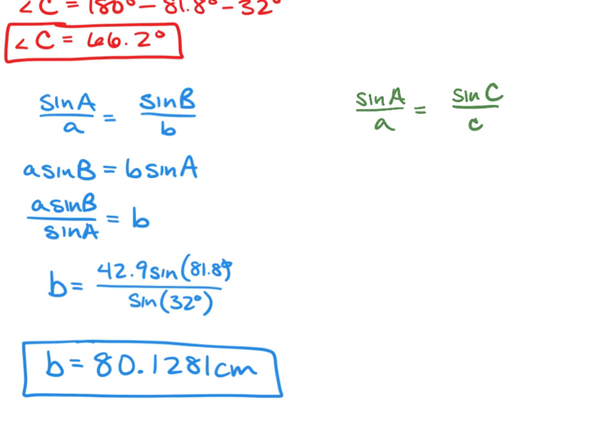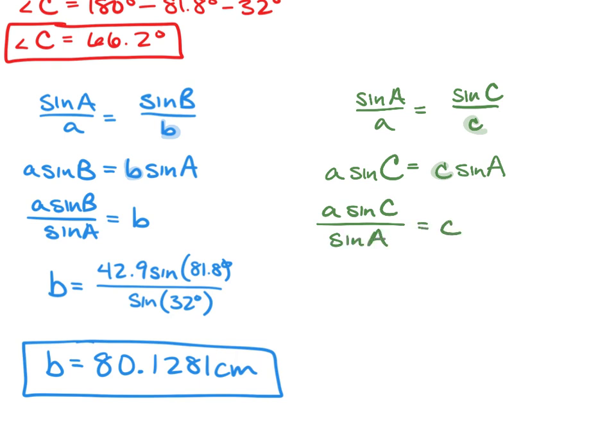Again, we are solving for C. I probably should have highlighted that this whole time that we are solving for B. This time we're solving for little c because we want that side length. So we follow the same process. We're going to cross multiply: a times the sine of big C equal to little c times the sine of A, and we're still looking for little c here. So we divide both sides by sine of A to be able to solve for little c.